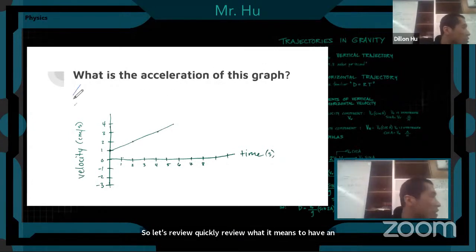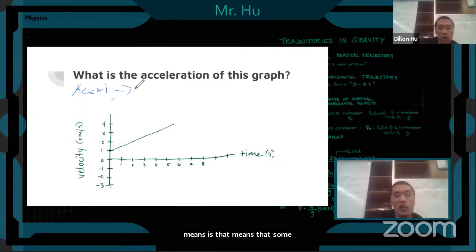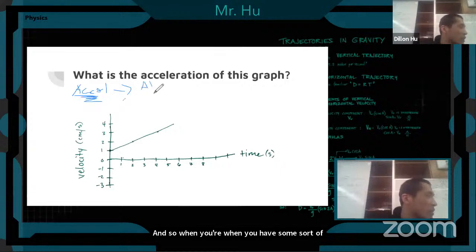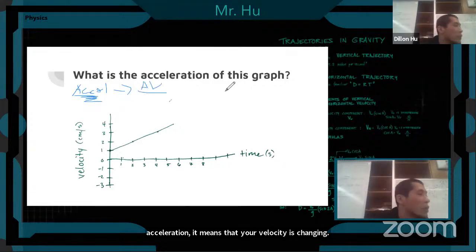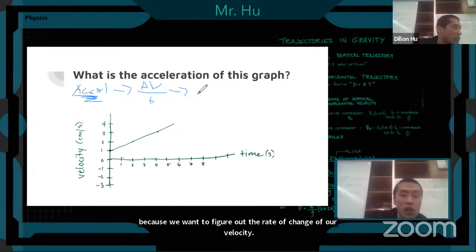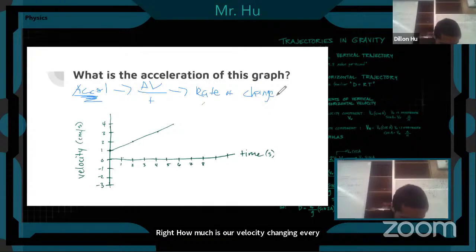When we have an acceleration, it means that something is changing. If you're accelerating in your car, it means your speed is changing. So when you have some sort of acceleration, it means your velocity is changing. What we want to figure out is the rate of change in our velocity. We want to figure out how much our velocity is changing every second. So we're looking for a rate of change, and that tells us our acceleration.